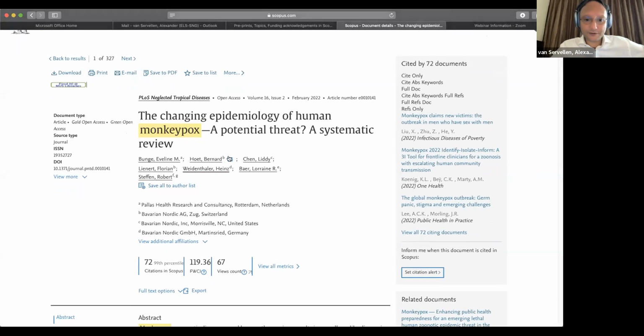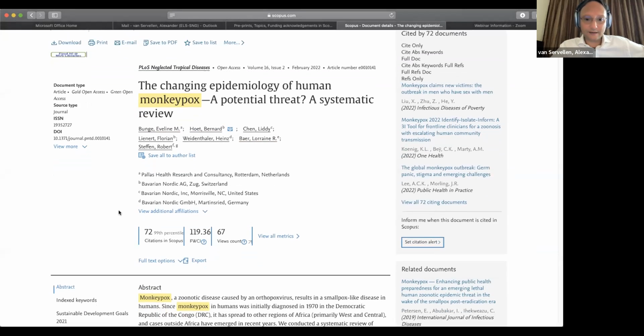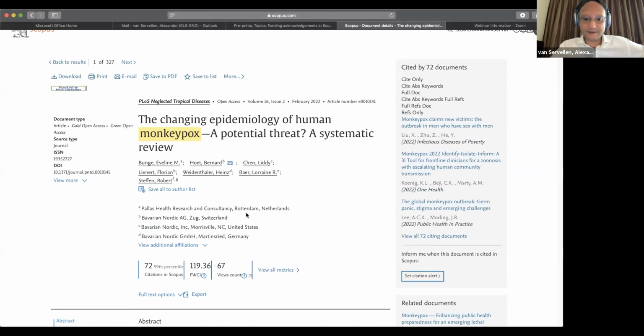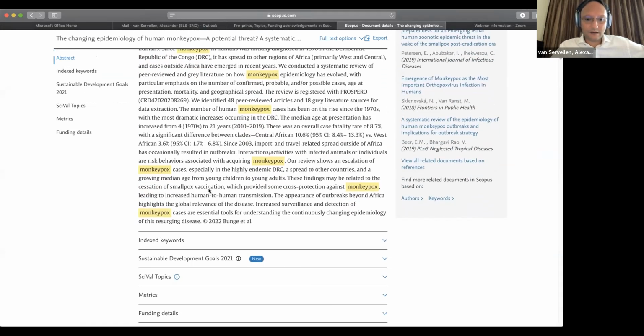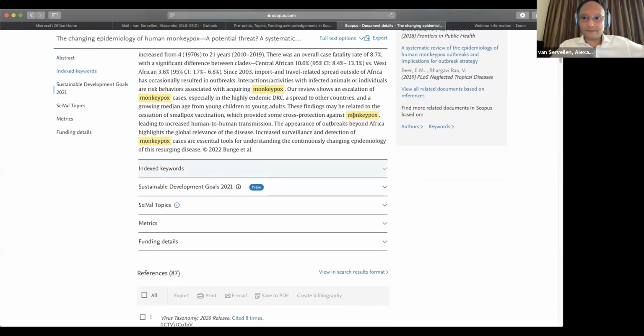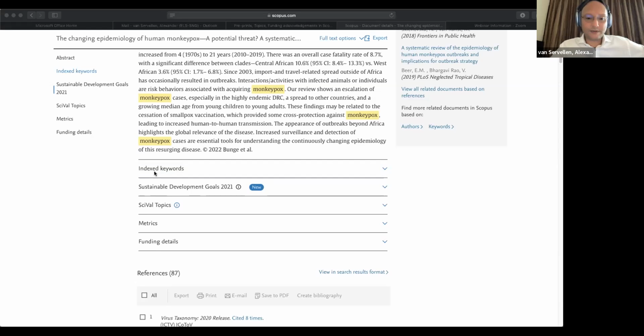We can see the authors, right? We can see who's first author. We can see where they're affiliated. We see it's a relatively highly cited paper at the moment. And our search term was monkeypox, so you can see it hit monkeypox several times. Now, here, we see some cool things.